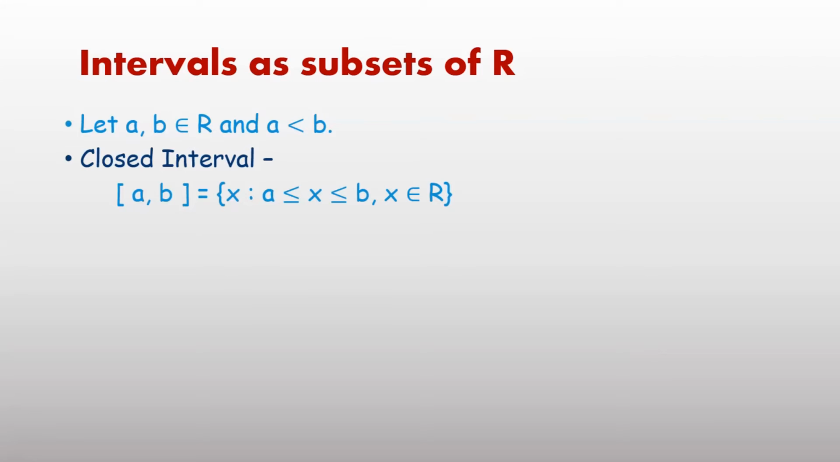For example, closed interval 2, 3 means all real numbers from 2 to 3. Closed interval 1 to 5 means all real numbers starting from 1 to 5. And also all of you know, between two real numbers there are infinitely many rational or real numbers. Hence, closed interval AB, how many elements are there? Infinite.